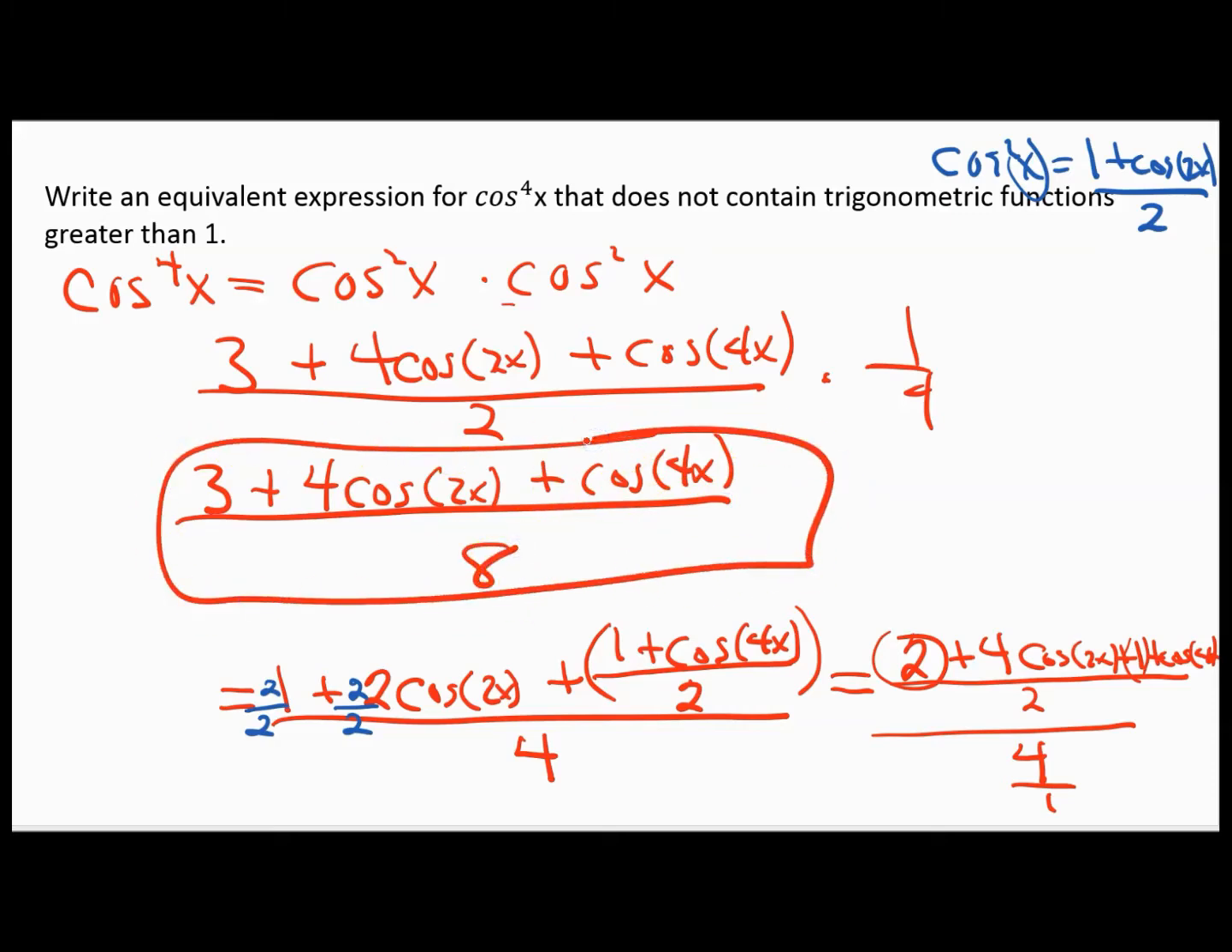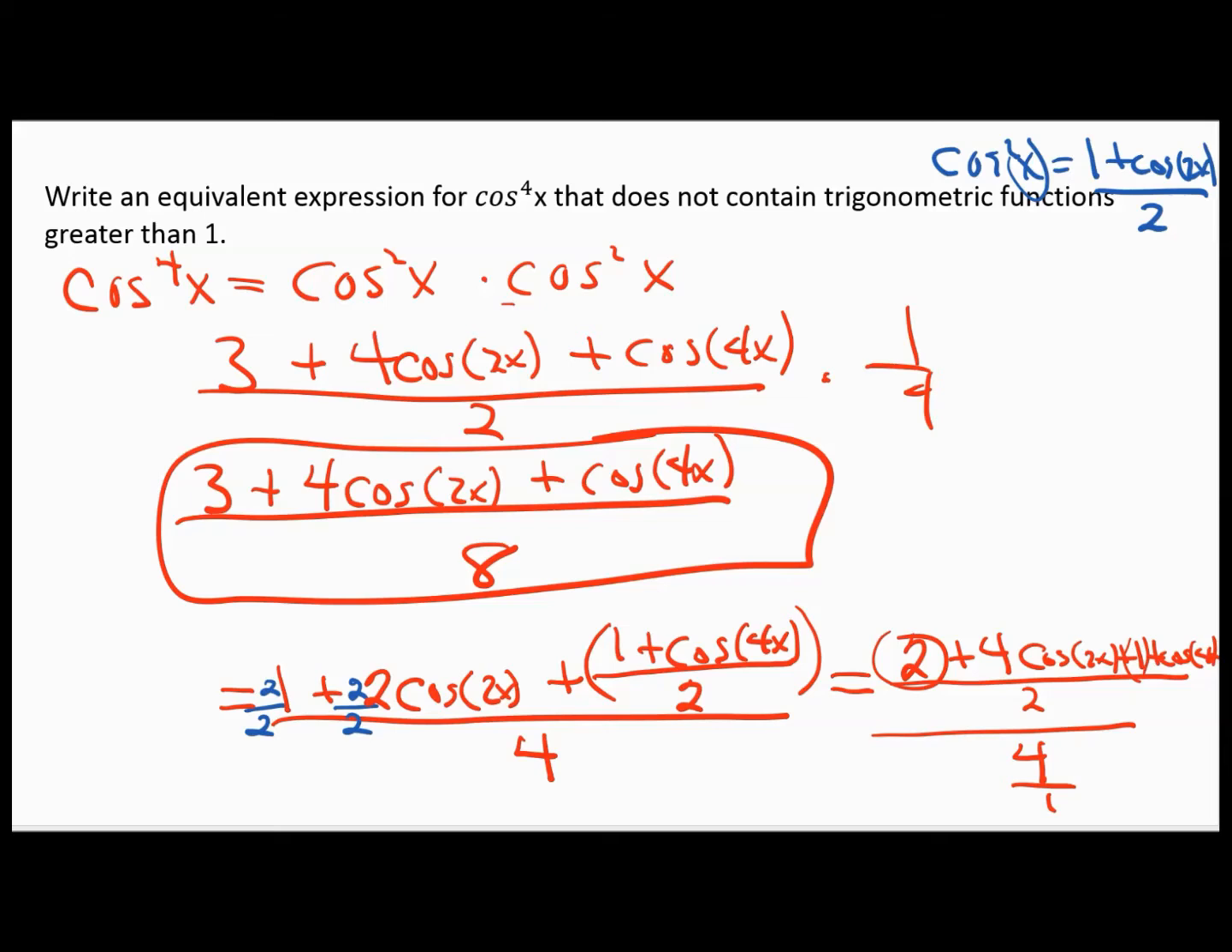Have we done what we're supposed to do? Did we rewrite cosine to the 4th of x as a trigonometric function without exponents greater than 1? Okay, and I read this, it's write an equivalent expression for cosine to the 4th of x that does not contain trigonometric functions with exponents greater than 1. Okay, I think I left out the word exponents. But there we go, 3 plus 4 cosine of 2x plus cosine of 4x all over 8.